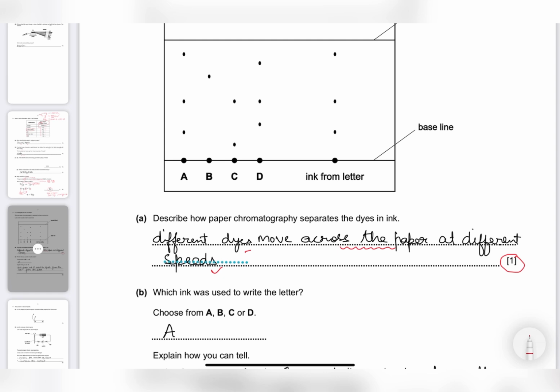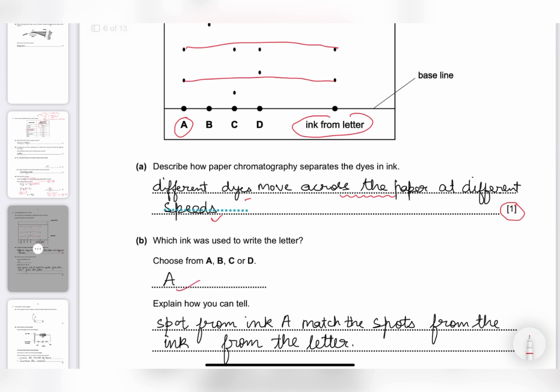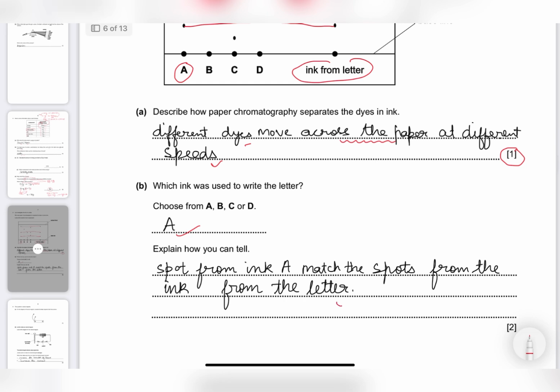Which ink was used to write the letter? So match the following, dots with dots. As we can see, the A dot is matching with the ink. So I will write down A over here. The reason is that spots from ink A match the spots from the ink in the letter.